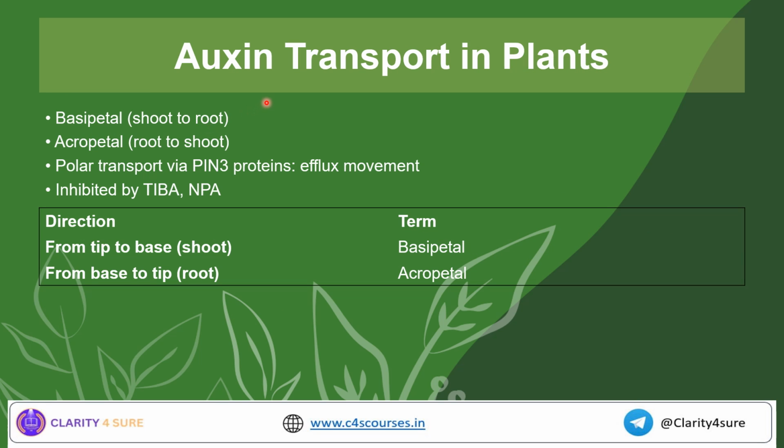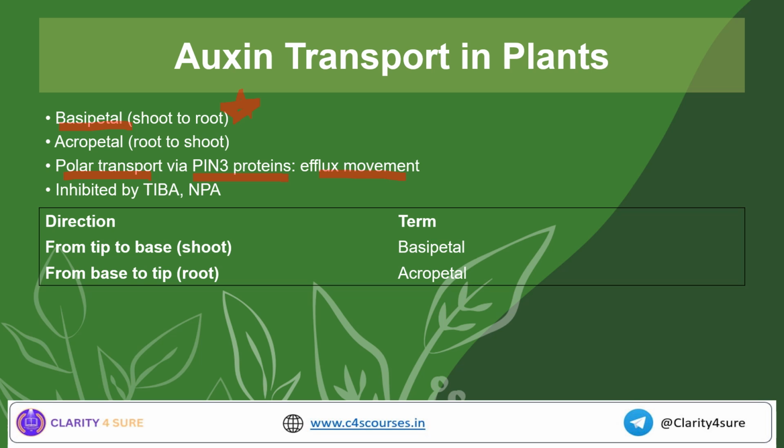Now let's discuss how auxin is transported in plants. Generally, the direction of transport of auxin is basipetal, or we can say from tip to base, which is the shoot. And when the direction is from base to tip or root, it is called acropetal. So it's important that you know how auxin is transported. It's in the basipetal direction, and the transport is generally polar transport, meaning in one direction only. The transport is conducted with the help of PIN3 proteins, which is also known as efflux.